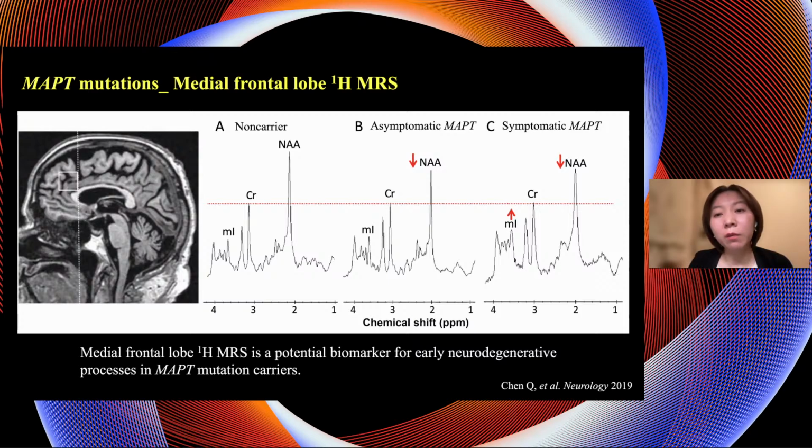So this is what we did. We applied a voxel in the bilateral frontal lobes, MRS to the MAPT mutation carriers, and follow them now. This is cross-sectional. We compare the asymptomatic and symptomatic with the non-carriers. We saw that even in the asymptomatic MAPT stage, the marker NAA, which indicates neural loss, the neuronal marker, has decreased in the asymptomatic stage.